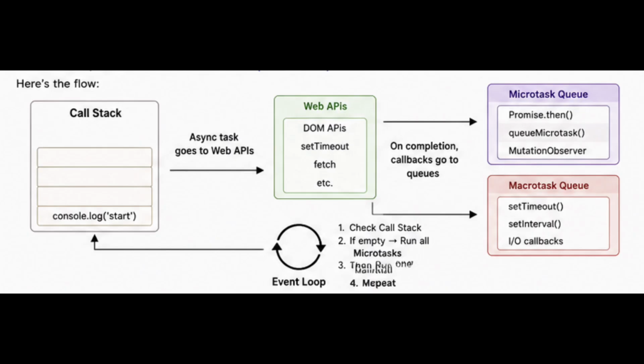Now the question is, why should you care about it? Because the event loop affects async code, API callbacks, React rendering performance, interview questions, and debugging weird JS log bugs. When you understand the event loop, JavaScript suddenly starts making sense.